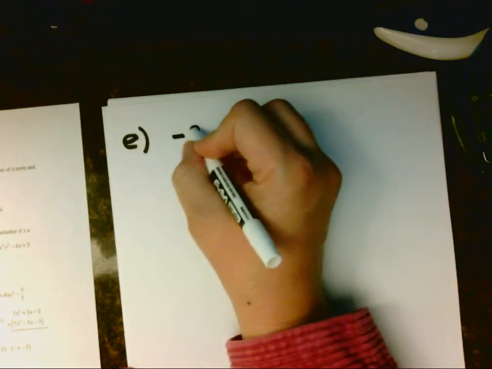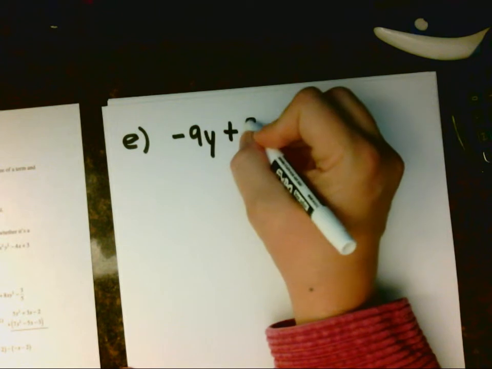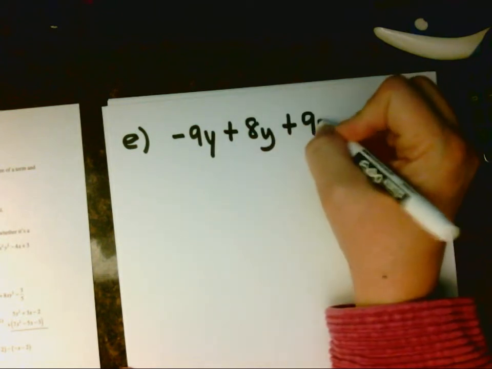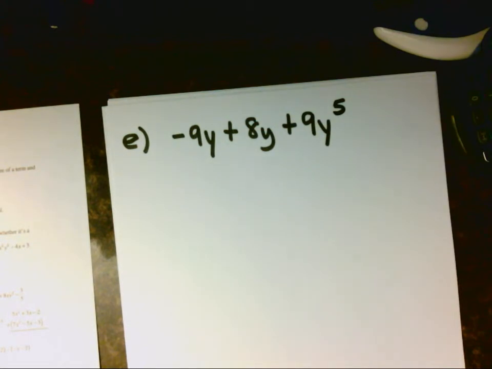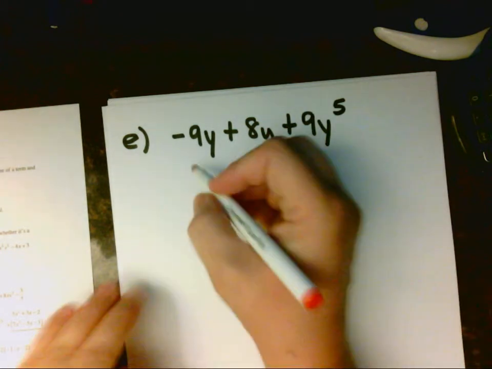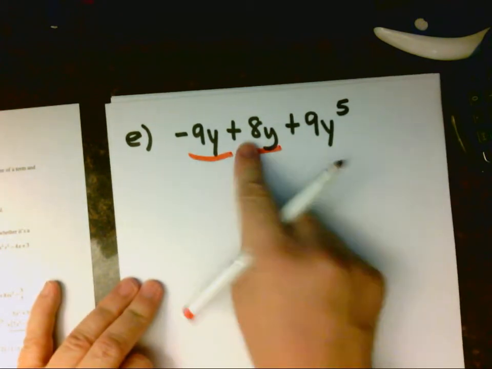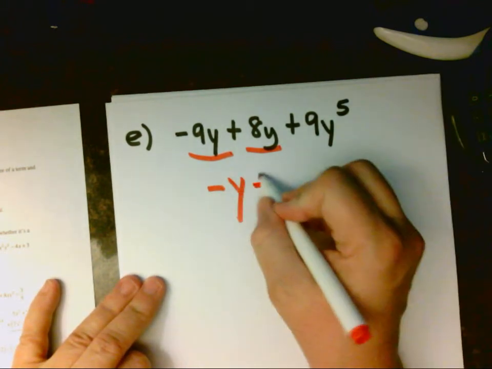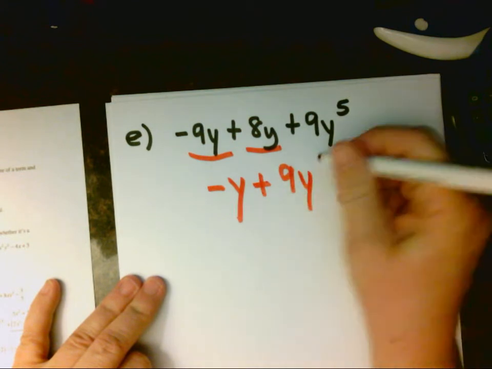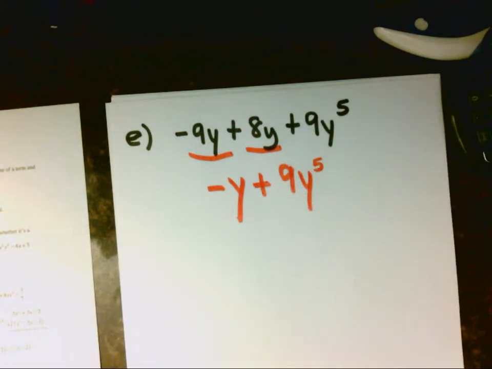We have a negative 9y plus an 8y plus a 9y to the 5th. Okay, see if you can identify the like terms there. Remember, to be alike, they have to not only have the exact same variable, but the corresponding powers have to be the same. So yes, in this problem we have the first two terms are like terms. Negative 9 plus 8 gives me negative 1y. You can put the 1 if you want, it's optional. And then we have the 9y to the 5th. That's the second term. And this result is a binomial.